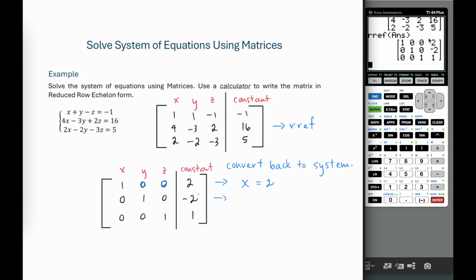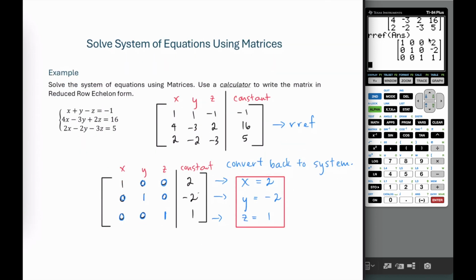In the second row, we have 0 as the coefficient on x, 1 is the coefficient on y, and 0 is the coefficient on z, so this just means that y is equal to negative 2. In the third row, we have 0 as the coefficient on x, 0 is the coefficient on y, and 1 is the coefficient on z, which means that z is equal to positive 1. So this is one way of writing the solution to the system. Another way of writing the solution is as an ordered triple. So that would be 2, negative 2, and positive 1.